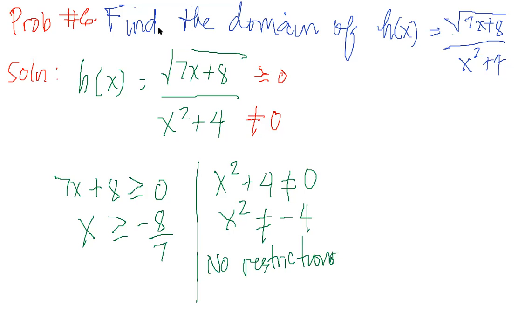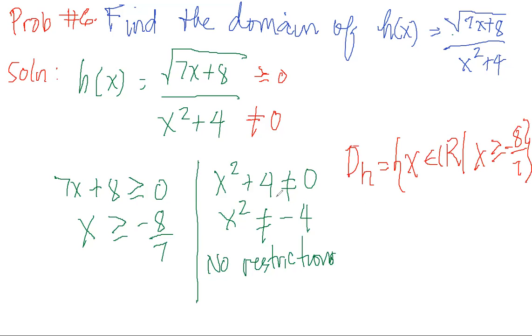So therefore, we can now say that the domain of h of x is x, an element of the real numbers, such that x is greater than or equal to negative 8 over 7. We are just going to consider the restriction on the first part of our condition, which is 7x plus 8 greater than or equal to 0, right? So that's it.